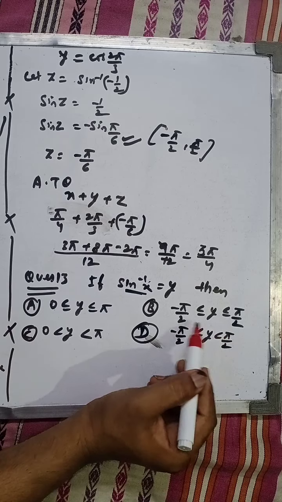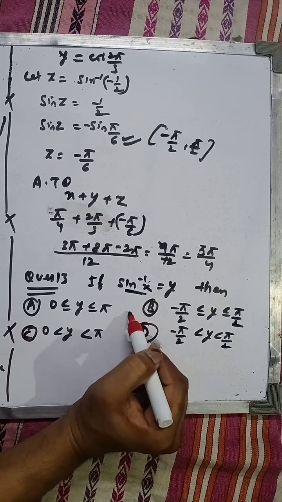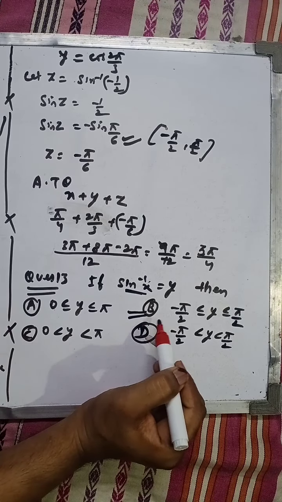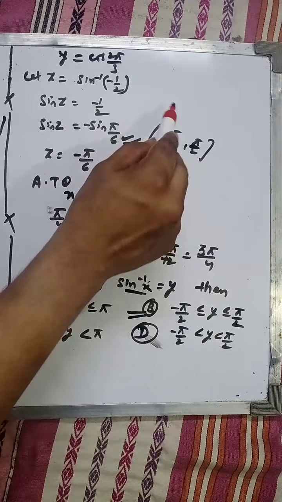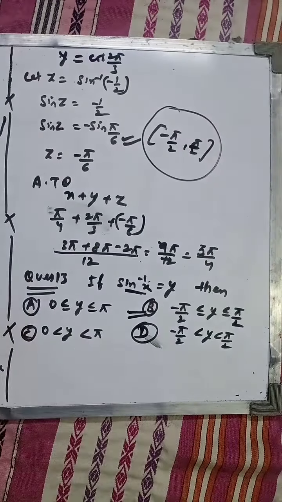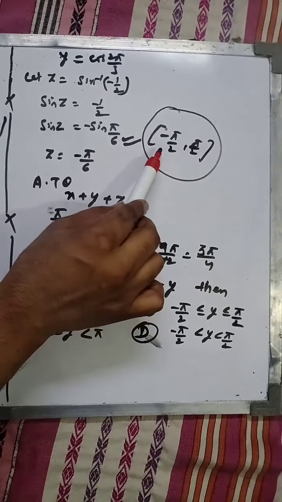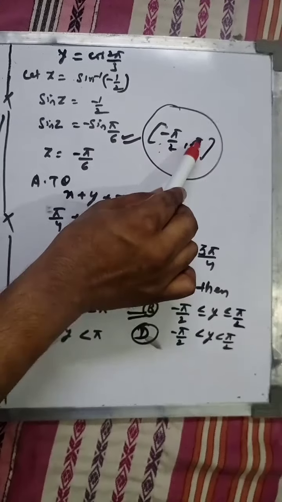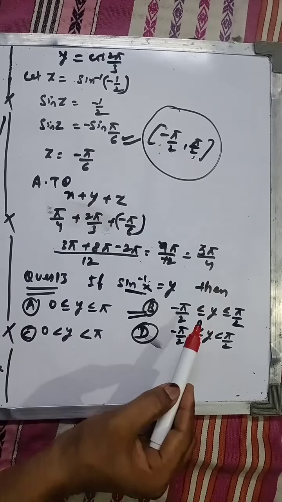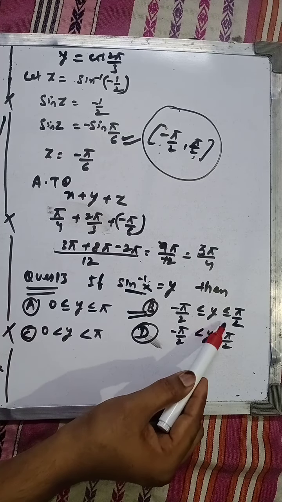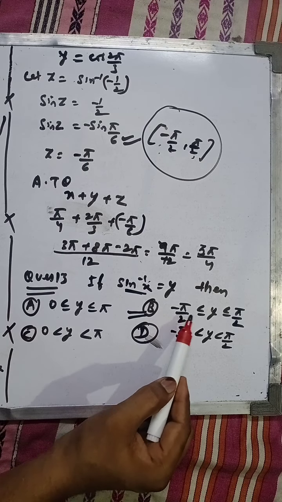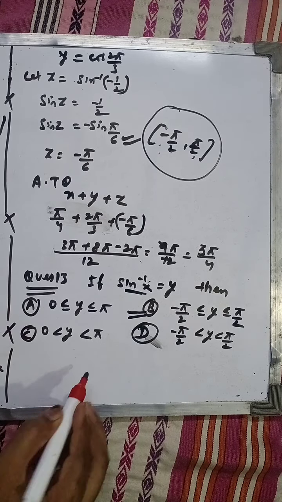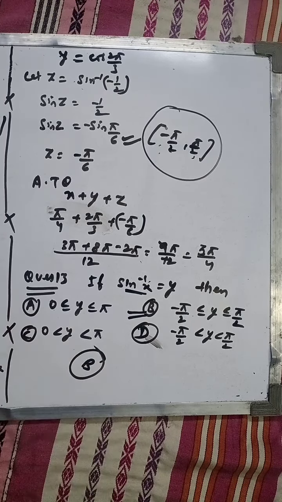So option B is correct, because the range of the sine inverse function is this. Here we are including minus pi by 2 and pi by 2, so it is less than or equal to. This is the range, and this is the answer of this question. So option B is correct.